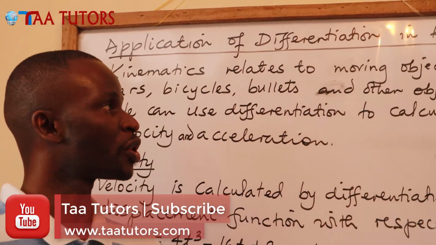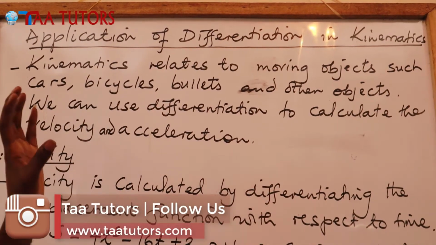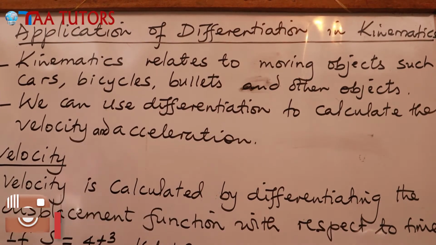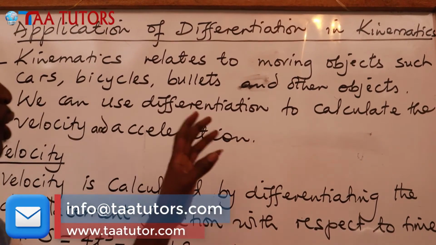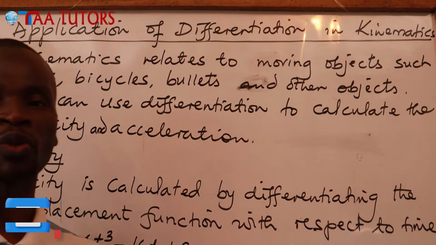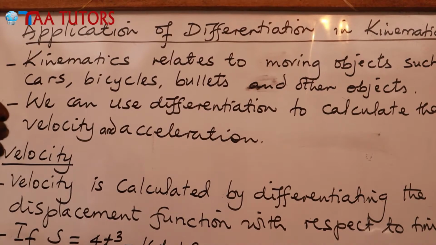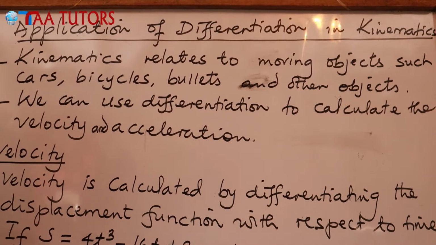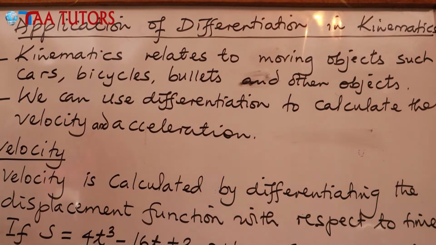Today we want to look at how to apply the concepts we have learned in differentiation, in kinematics, and also in mensuration. In our case of today, we want to talk about application of differentiation in kinematics. Kinematics relates to moving objects, motion. Any object in motion is associated with the concept of kinematics. We can use differentiation to determine velocity and acceleration of this moving object.